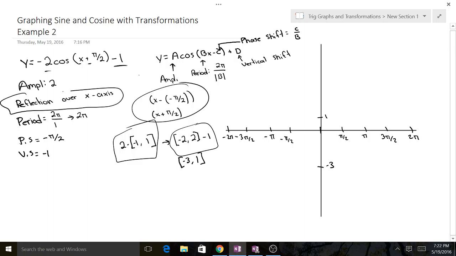Okay, so now let's pay attention to this reflection. That's the only thing we have not accounted for yet. We know we're going to start in this line right here, but normally we would start at the top of the graph, right? But because it's a negative out here, it's reflected over the x-axis, which means we're going to be all the way down here.